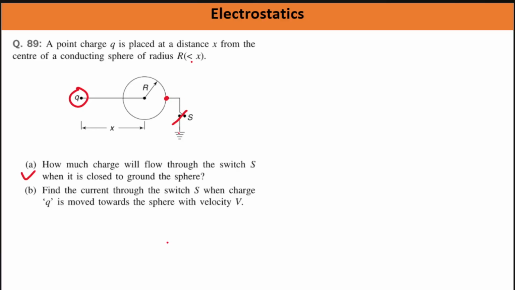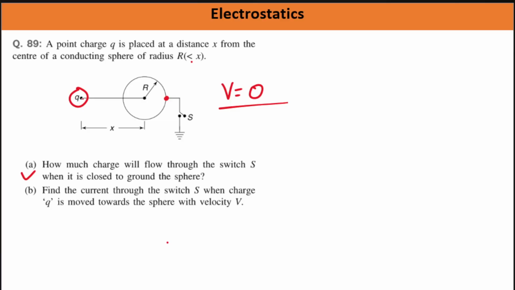Look, whenever we connect something to the earth, there is one universal thing: the potential of that particular thing will become zero. So the potential of this will become zero. Now earlier, before the connection, what was its potential? If you imagine there is no connection, then in this case there is no charge on this sphere, right?